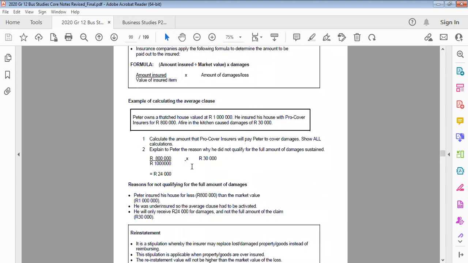So yeah, this calculation, people, very important. Easy marks if you know what you're doing.